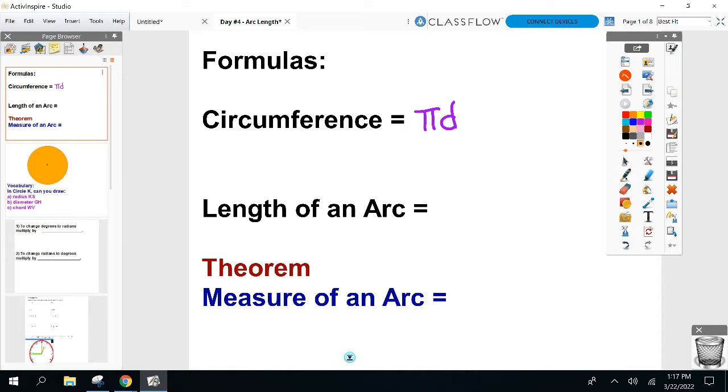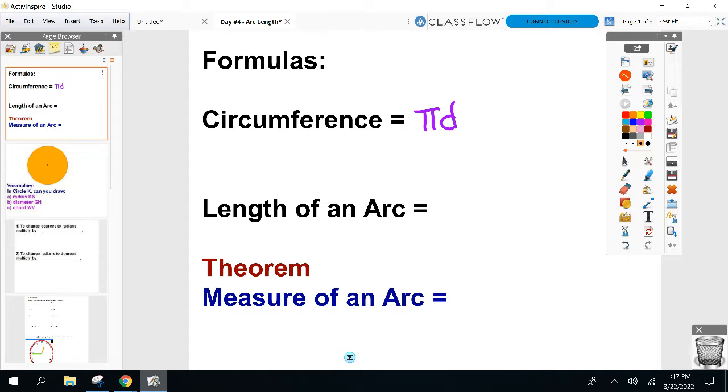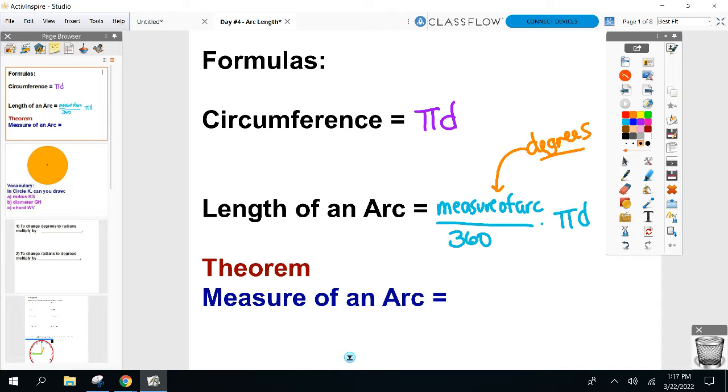Length of an arc formula. How do I find the length of an arc? The measure of the arc, trying to find, over 360 times the circumference. There you go. Good. Measure of the arc over 360 times my pi d circumference. Quickly, what type of units does that have to be in, the measure of the arc? Degrees. Yep. And I keep asking because it's going to get a little change up for you today.